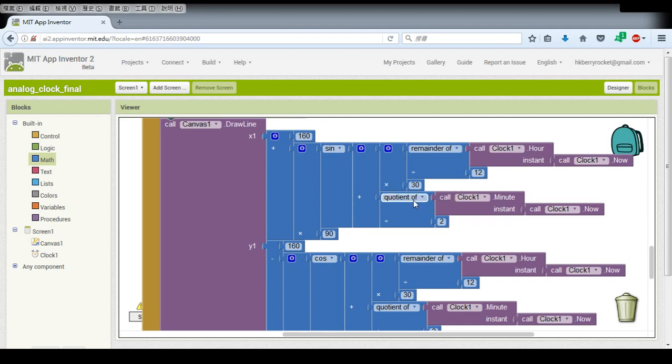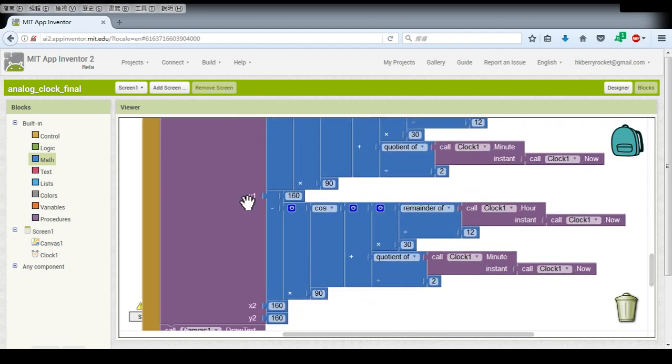We are using the quotient function because we don't want to deal with any decimal numbers. So let's just keep it with integers. And we sum these two numbers together, we'll get a degree. So our hour hands can point to the correct direction. And lastly, this is the length of our hour hands, which is 90.